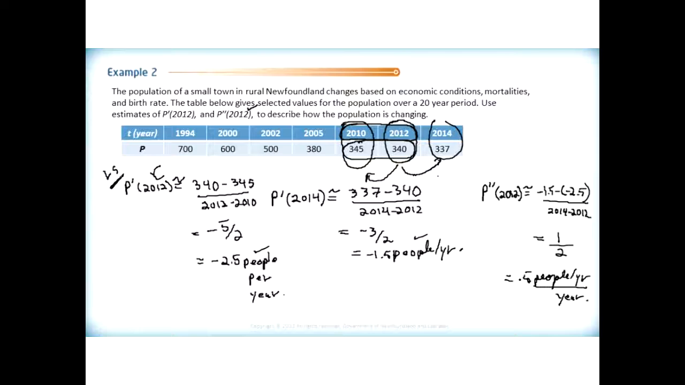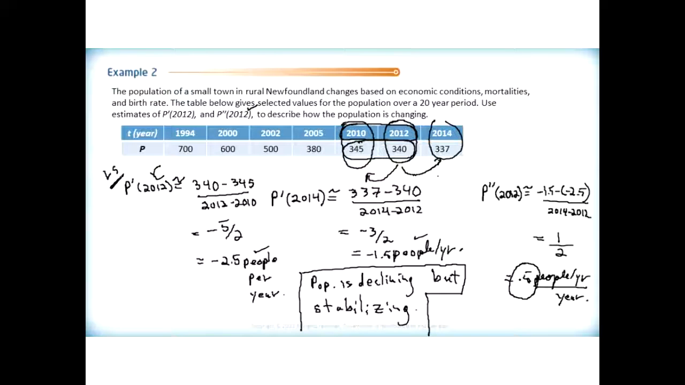So despite the fact that our population is declining, we have the opposite sign here. We have a positive for our second derivative estimate. So we have to interpret all this. Well, what I would say is that the population is declining, but not getting out of control. It's stabilizing because we have those opposite signs there. Okay, so that's how we do a question like this if we were asked to interpret it in the context of a numerical example where we had to estimate everything. Okay, a little bit trickier, not too bad.